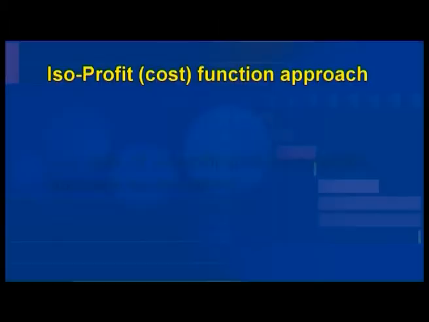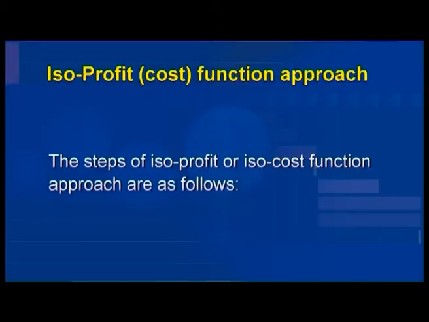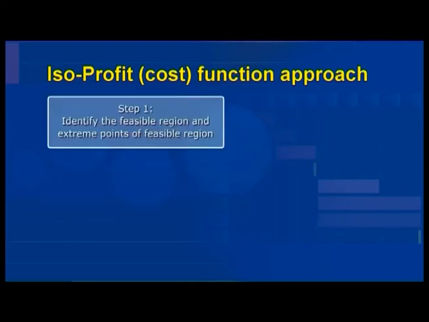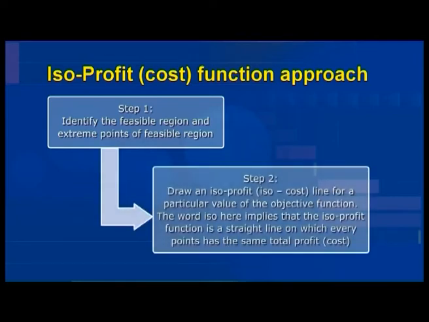ISO profit or ISO cost function approach. The steps of the ISO profit or ISO cost function approach are as follows. Step 1. Identify the feasible region and extreme points of the feasible region. Step 2. Draw an ISO profit or ISO cost line for a particular value of the objective function. The word ISO here implies that the ISO profit function is a straight line on which every point has the same total profit.